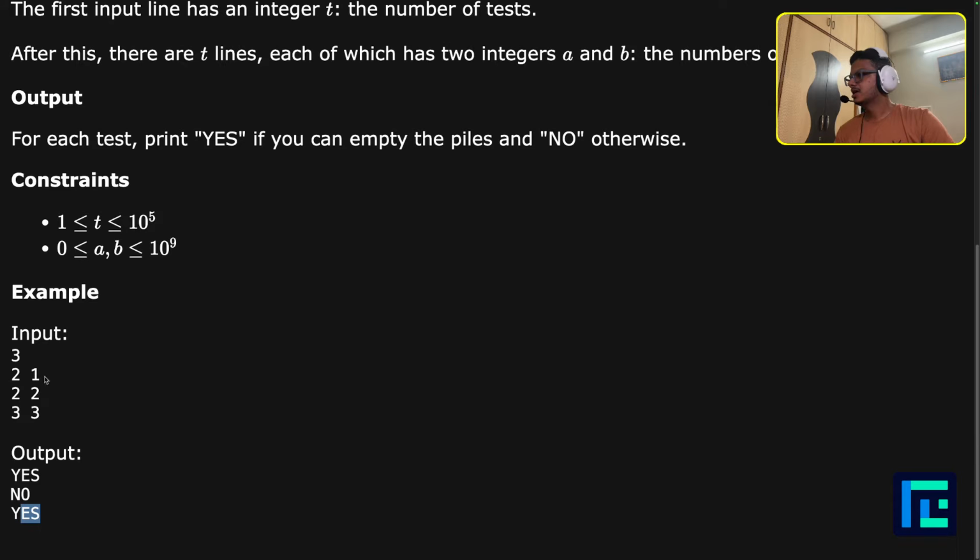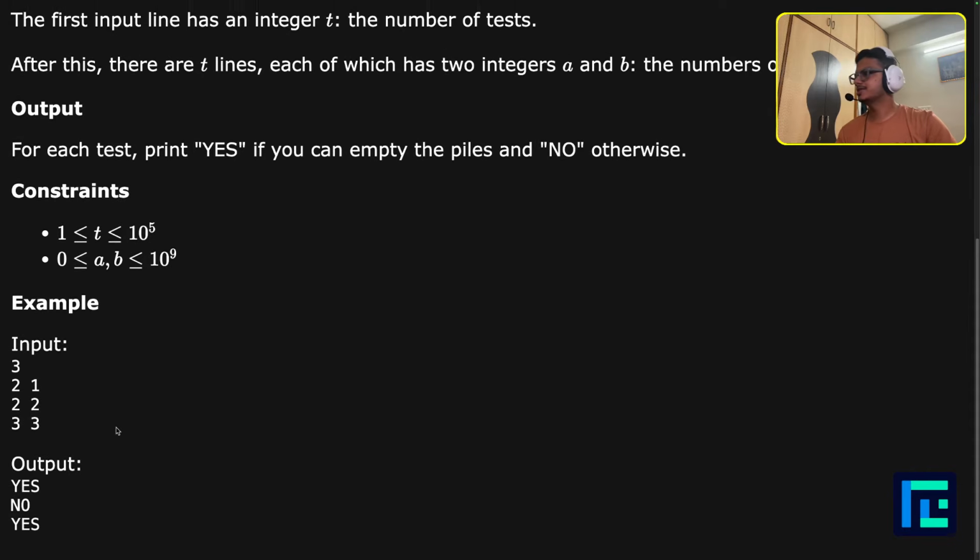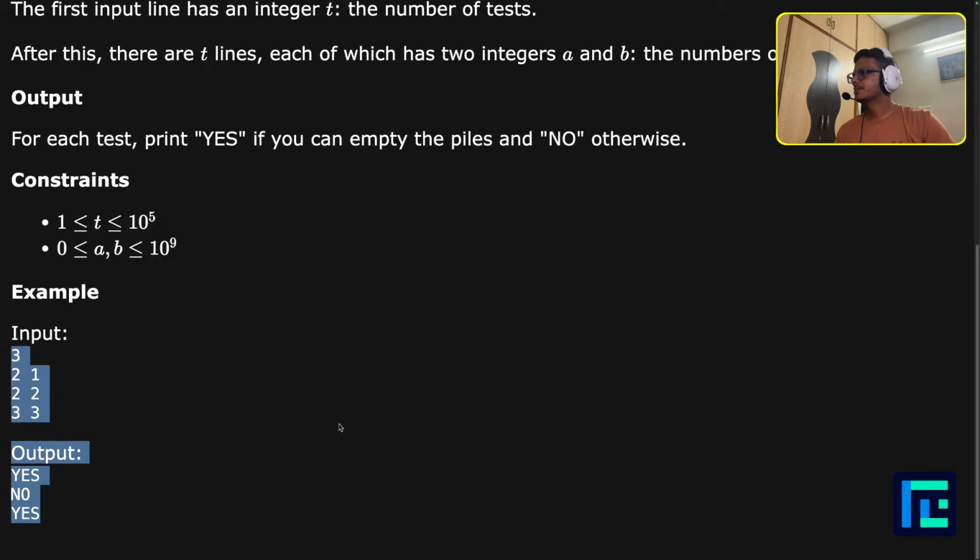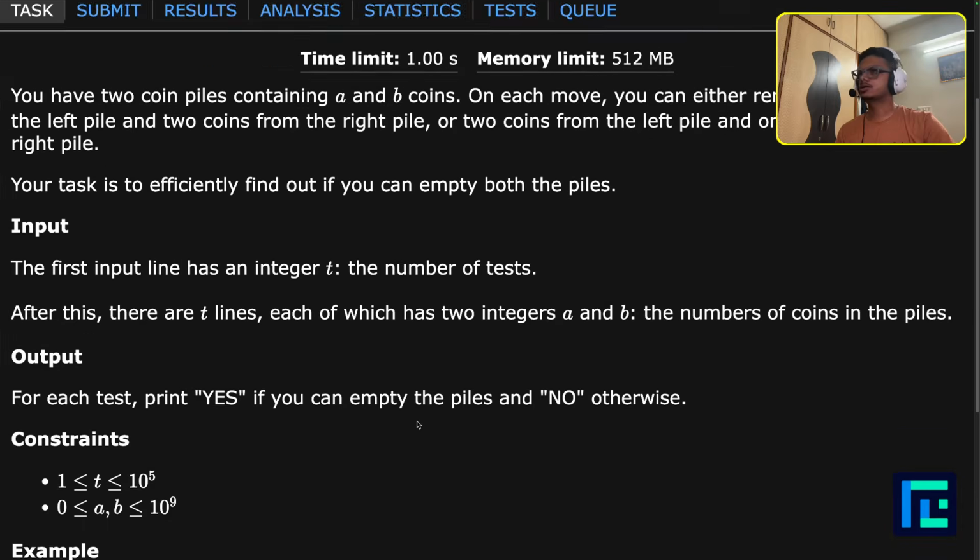Here you cannot empty the piles, because if you perform the first move, one pile will be empty and the other one will be left with 1. Whether you subtract 1, 2 or 2, 1, you will be left with 0, 1 or 1, 0. So then you cannot empty the coin piles. The test cases are pretty self-explanatory here, but let's go to the iPad and discuss the approach of this question.